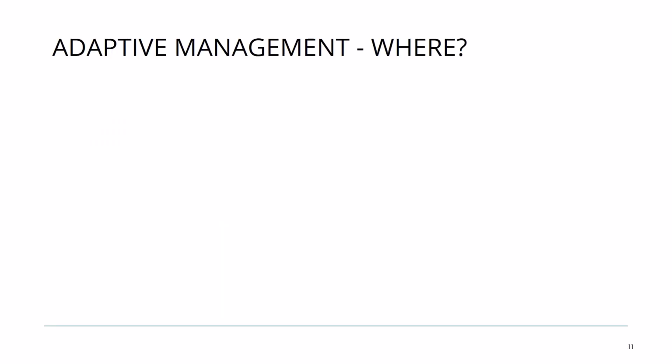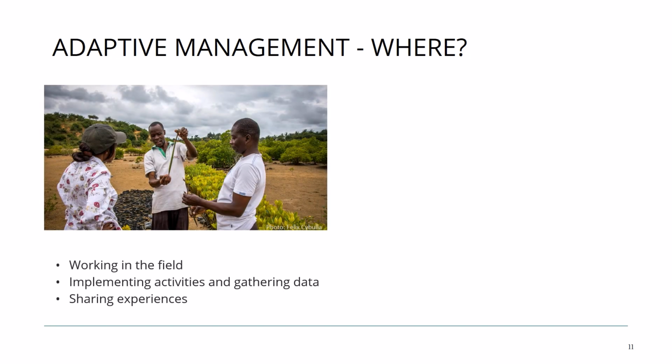Adaptive management is not just learning by doing or saying, we'll see how it goes. Rather, it's taking from both practice and science to come up with the best way forward, given our existing knowledge, to advance our results, goals, and objectives. By definition, adaptive management combines action in the field to implement a project, gather data, and share experience.